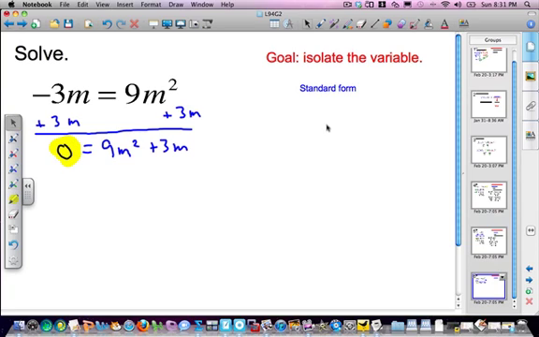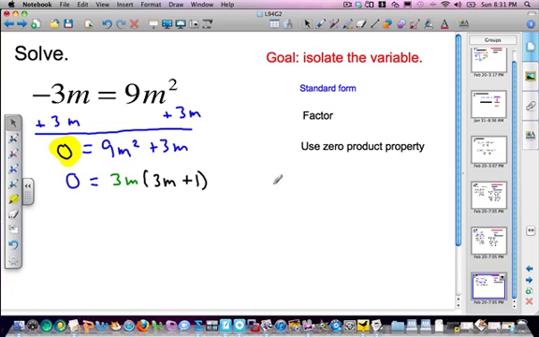Now this equation is in standard form because one of the sides, in this case the left, equals 0. So my next move will be to rewrite the equation into factored form by factoring. Now the GCF of the right side is 3 and m. Now I need to divide each of those terms by the GCF. 9 divided by 3 is 3. M squared divided by m is m. 3m divided by 3m is a positive 1. I know that the product of those three factors is 0. And because of this, I can use the zero product property to solve the equation.